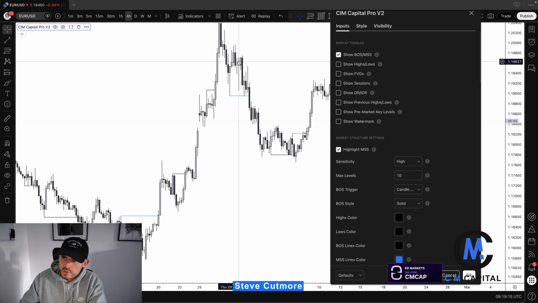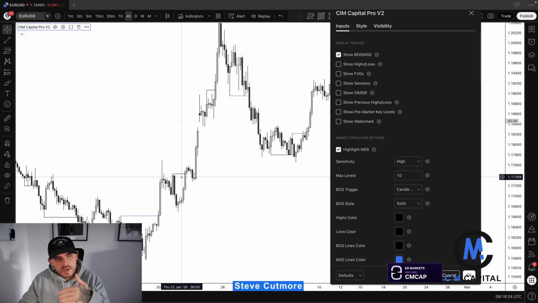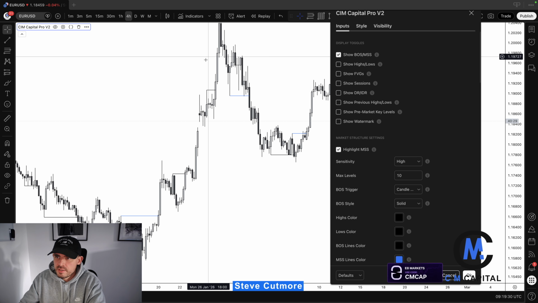Say we're in a bullish trend here, like we are here, we're in an uptrend. You'll get a break of structure identified as black. Every time it breaks to the upside, you'll get a black line plotted on the chart to tell you that with broken structure, we're going to continue to the upside. With broken structure here, we continued up. With broken structure here, we continued up.